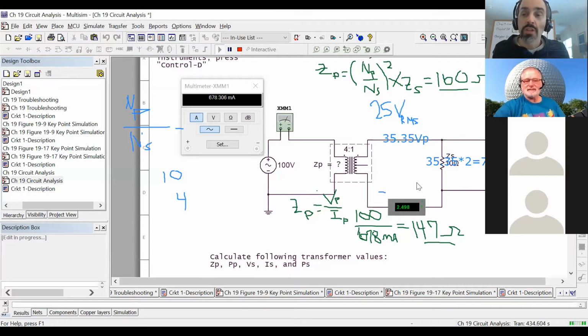So 147. If you came up between 147 and 160, we're only talking about 13 ohms of difference. That's not much, to be honest with you. So I'm content with what I have in these answers. If I came up with like 100 ohms here and 160 over here, I'd ask what's wrong with my measurement. But this looks good to me.